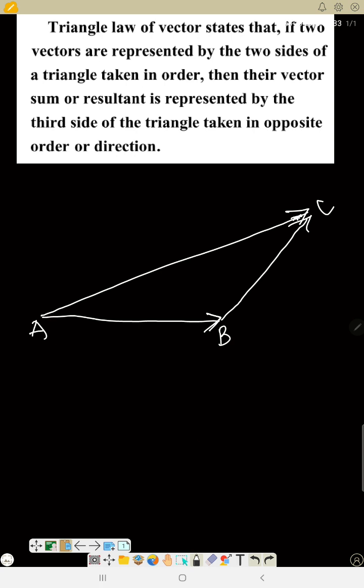And that's what the law is saying. That is just triangle vector addition. So it states that if two vectors are represented by the two sides of a triangle taken in the same order, then the third side taken in opposite order represents their resultant. That's all. That is what the triangle law is saying.